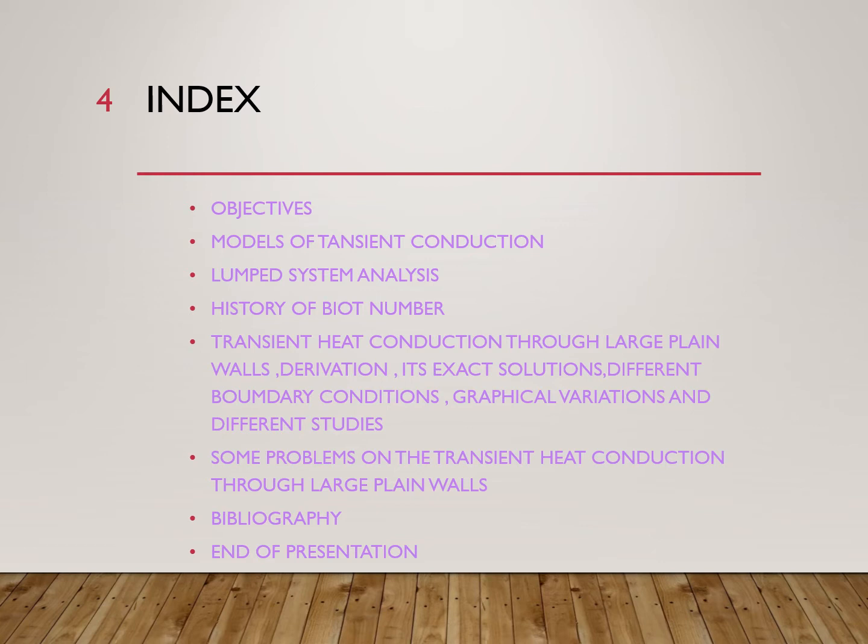Then we will discuss the various forms of transient heat conduction through large plane walls, its derivation, its exact solution, its boundary conditions, graphical variations, and different studies. Some problems on transient heat conduction through large plane walls will be discussed. Basically, we will discuss two problems, one very easy and one complex. And in the end, we will discuss the bibliography from where I took the references.